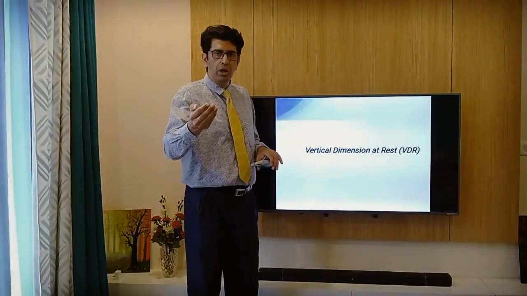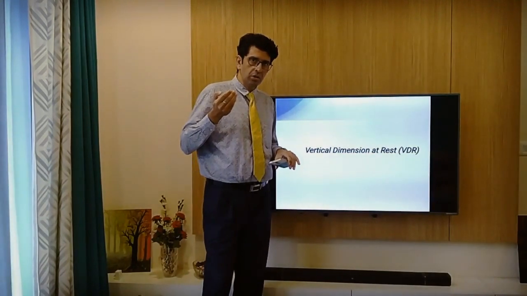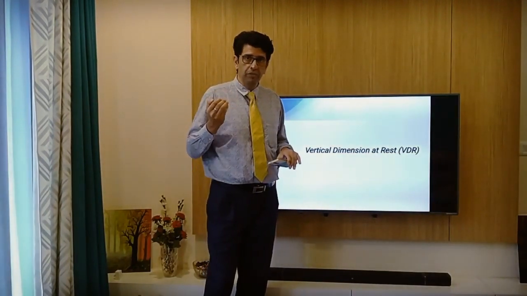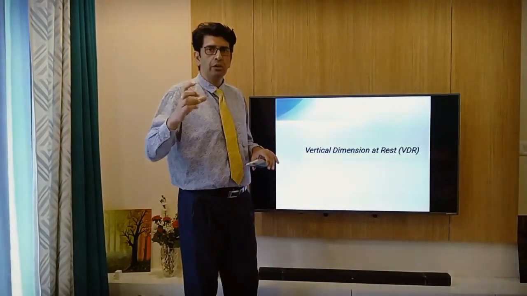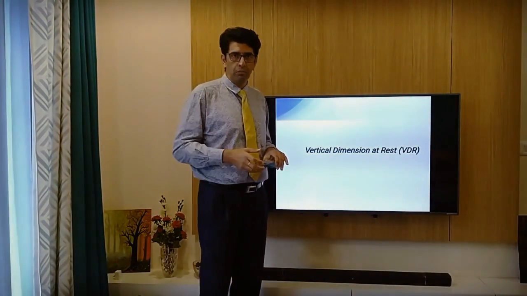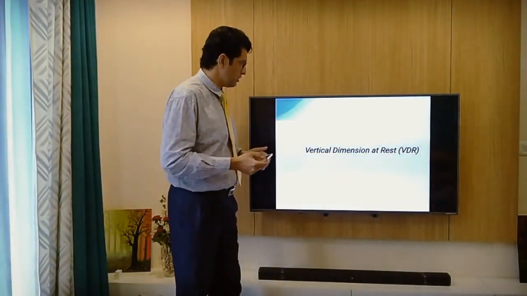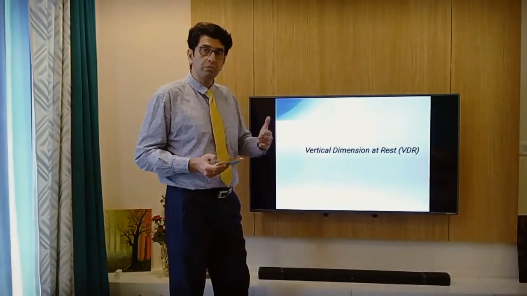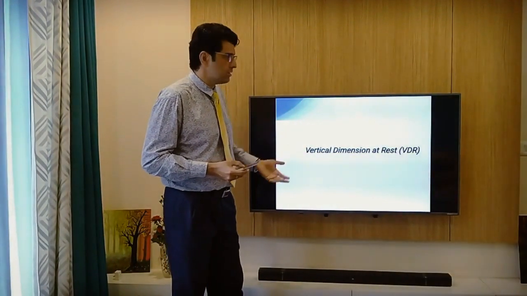And then we are going to subtract the freeway space from that measure to arrive at the vertical dimension of occlusion. One of the methods to do it. Okay? So vertical dimension of rest becomes very important in such a scenario.